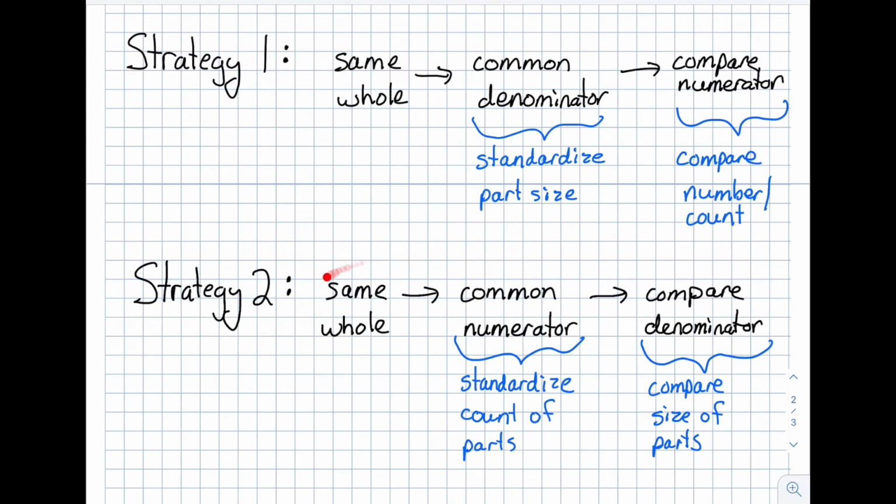So again, now we're standardizing the whole, and we're standardizing the number of parts that we're counting. And the one difference is the size of the parts, the denominator.